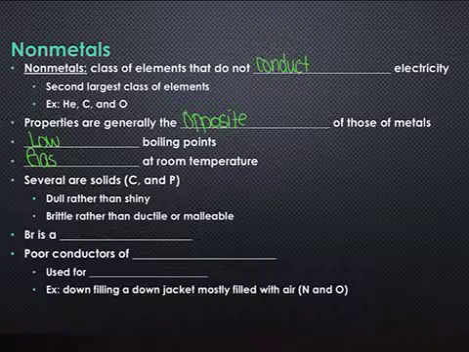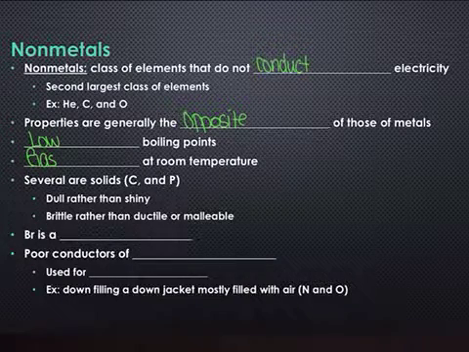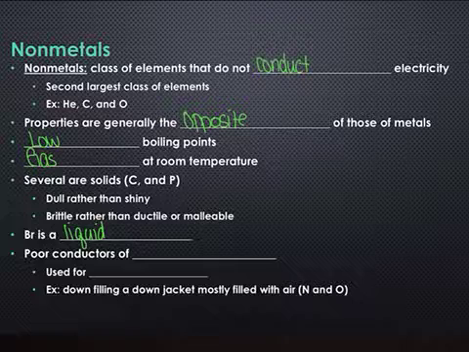However, there are several that are solids, such as carbon and phosphorus, but instead of them being shiny, they're dull, they're brittle, and they break. There's no way they could be stretched into wires or hammered into sheets. Bromine is a liquid nonmetal at room temperature.